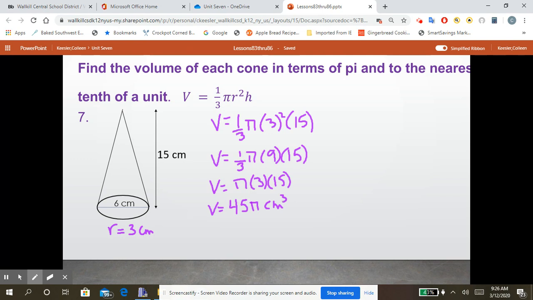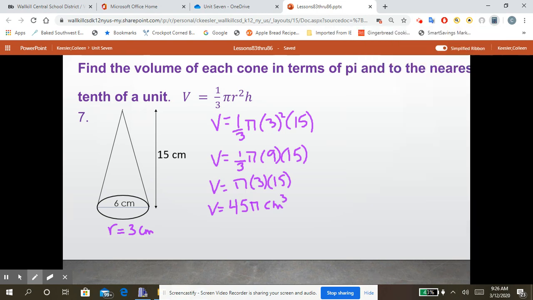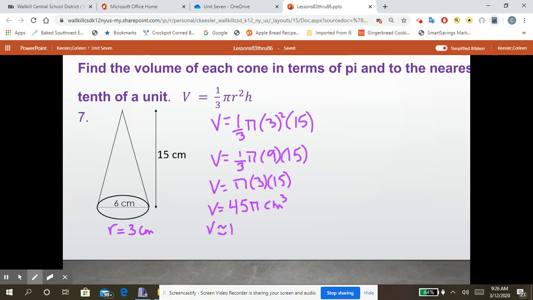Then we multiply 45 by pi. Remember to press equals, and we get that the volume is approximately, remember we round to the nearest tenth right now, 141.4, because the 7 makes the 3 round up. So 141.4 centimeters cubed is our answer for the volume of that cone.